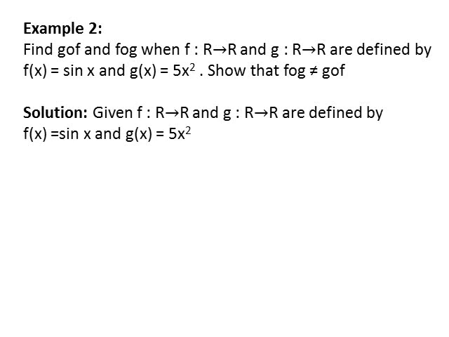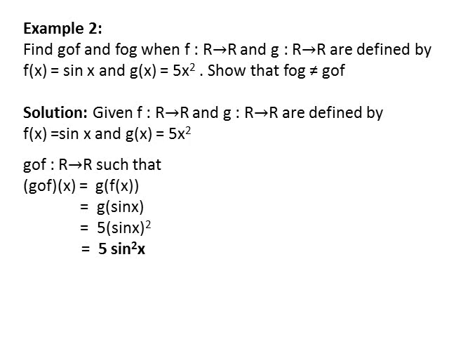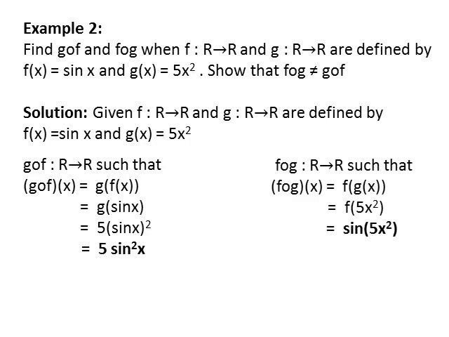As f and g both are mapping from R to R, so f∘g and g∘f both are defined. g∘f is mapping from R to R such that (g∘f)(x) is equal to g(sin x). Here we replace f(x) by sin x. Now g(x) is equal to 5x², so the value of g(sin x) is 5 times (sin x) whole squared, that is equal to 5 sin² x.